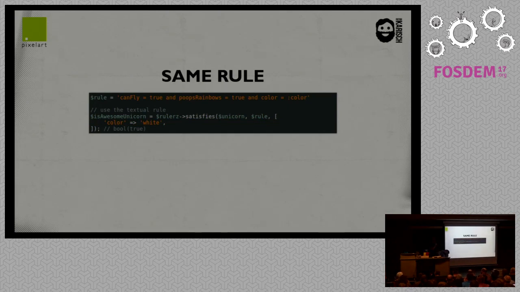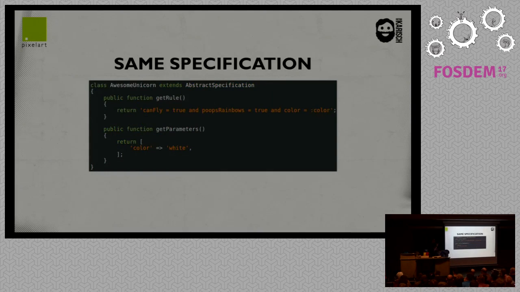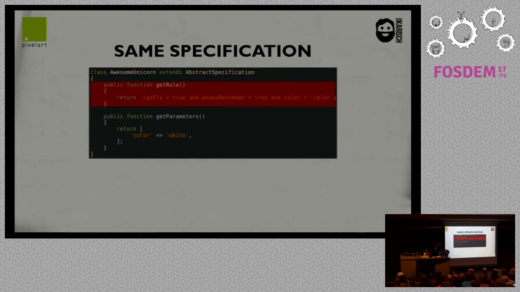But you don't want to clutter your code with business rules all over your code base. So again, we create a specification class. In this case, it's an awesome Unicorn class which extends an abstract specification. It's a class supplied by rulers. You could also implement the specification interface again, but the abstract specification has some methods helping you, like the and x, or x, and not. And again, here we have our business rule. That's the only position in your code base where this business rule is defined. In any other part of your code, you use the specification class.